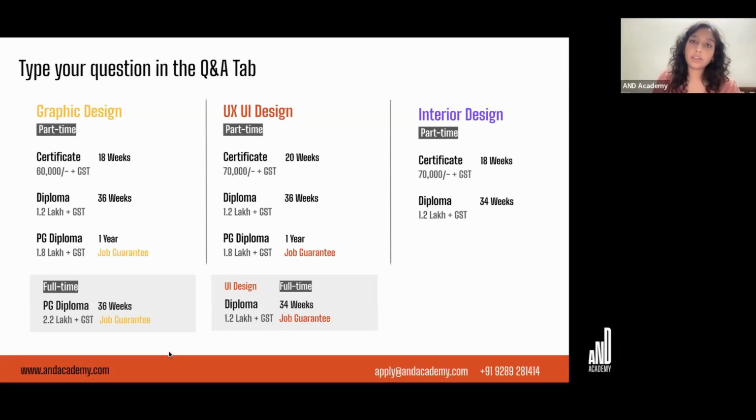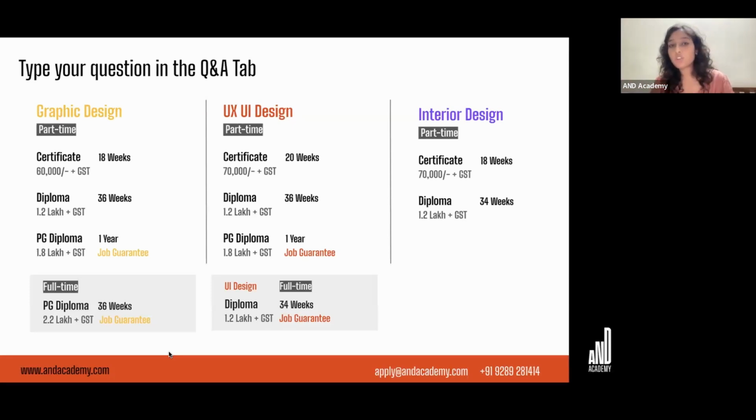Soumya is asking, when does the certificate course start for graphic design? So Soumya, our next batch will start in the last week of November, if I'm not wrong. But we do this software bootcamp every 2 weeks. So you enroll in that, make yourself familiar with Photoshop, Illustrator, Figma, etc. You also get to have a taste of what teaching at AND looks like.